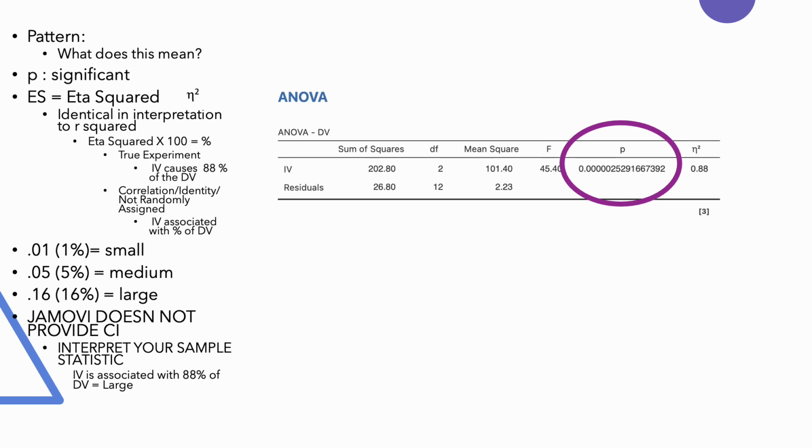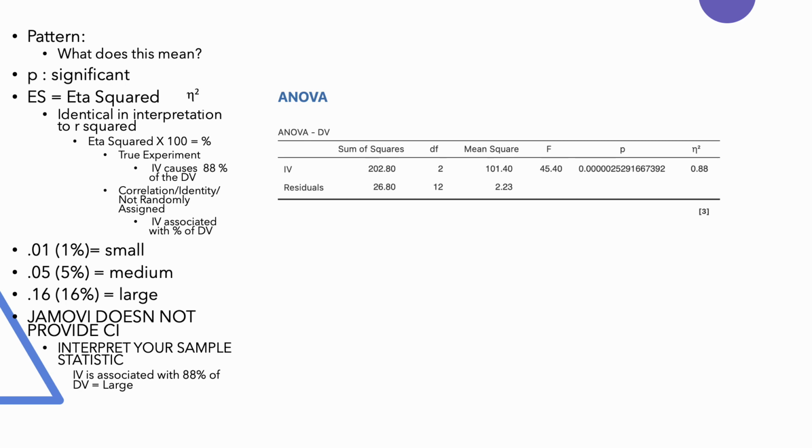Now, the effect size for an ANOVA is called eta squared, and it has an identical interpretation to r squared. Eta squared times 100 equals percent. So in this case, my eta squared is 0.88 times 100 is 88%. What does that mean? If this were a true experiment, it means my IV causes 88% of the DV. In a correlation study where you have a categorical IV like identity that's not randomly assigned, you would say my IV is associated with 88% of the DV.